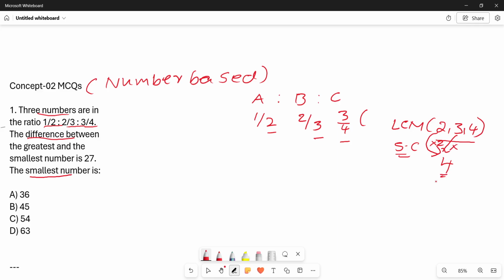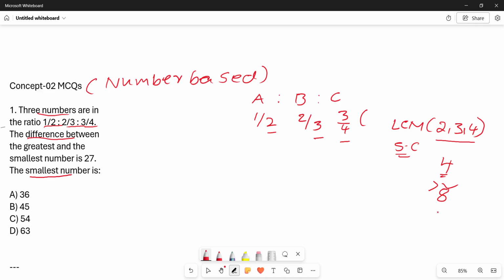So the next multiple of 4 is 8. Same thing. Is 8 a multiple of 2? Yes, 2 fours are 8. Is 8 a multiple of 3? No, it's wrong. So 8 is also not the LCM of the numbers. So then what?